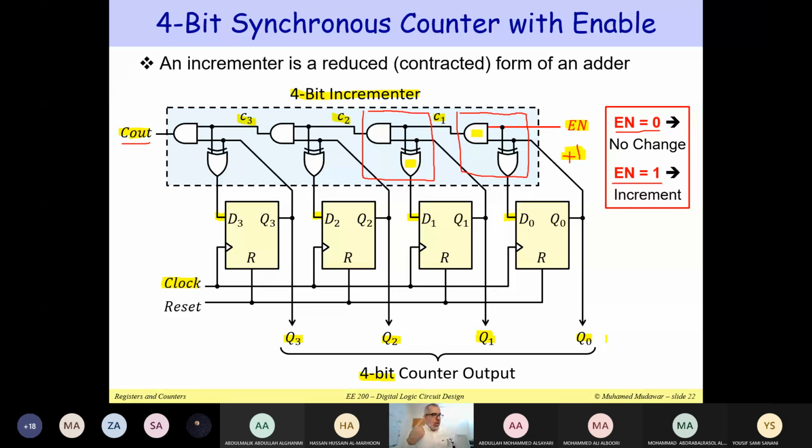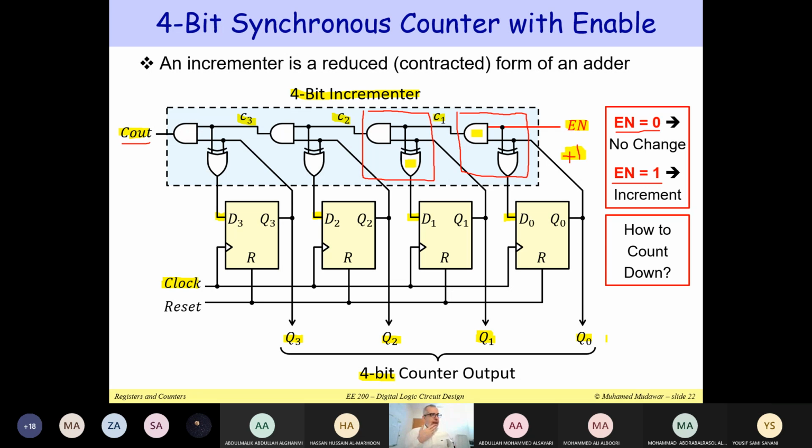So C out will be equal to 1 if the 4-bit counter output is equal to 1, 1, 1, 1, and it is enabled. That's when you get C out equal to 1. Remember this because this is important. I'm going to use it later. Okay? Right.